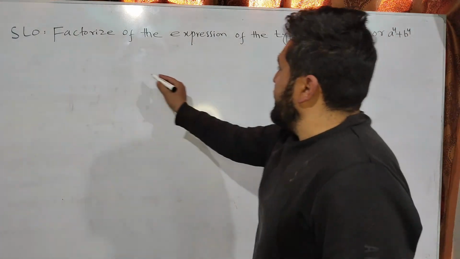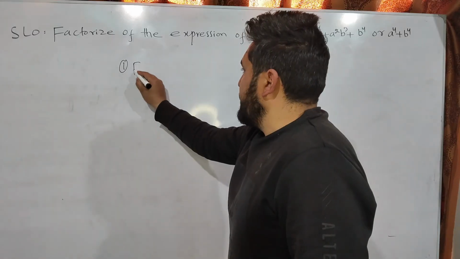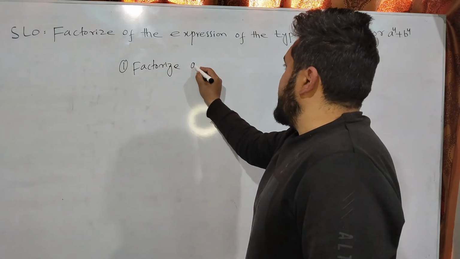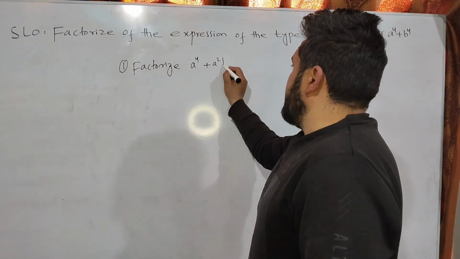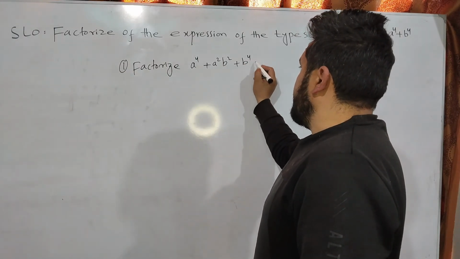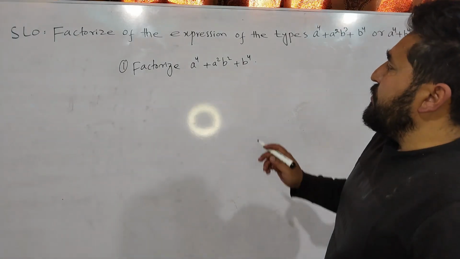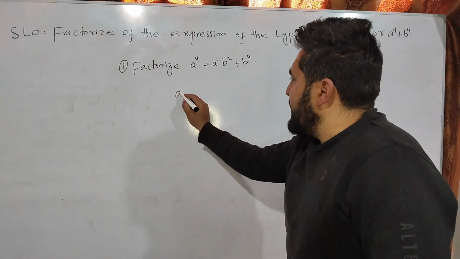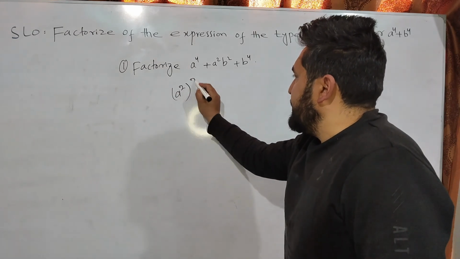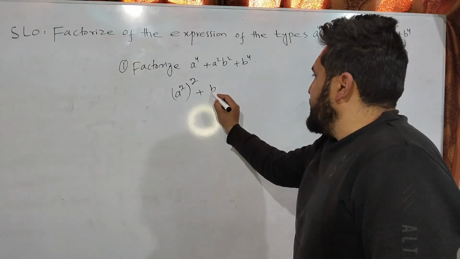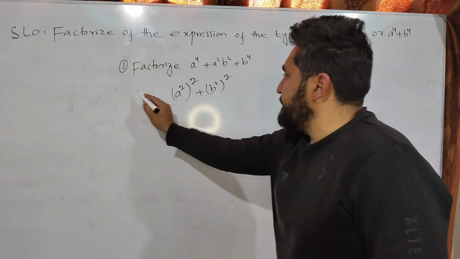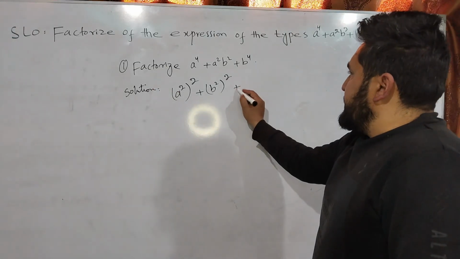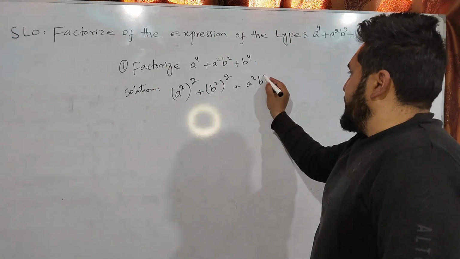Let's suppose there is a question: factorize a raised to the power 4 plus a square b square plus b raised to the power 4. Okay, now we just simplify it like this. This is a square whole square, and we use this one plus b square whole square. Our solution is like this one, plus this is a square b square.